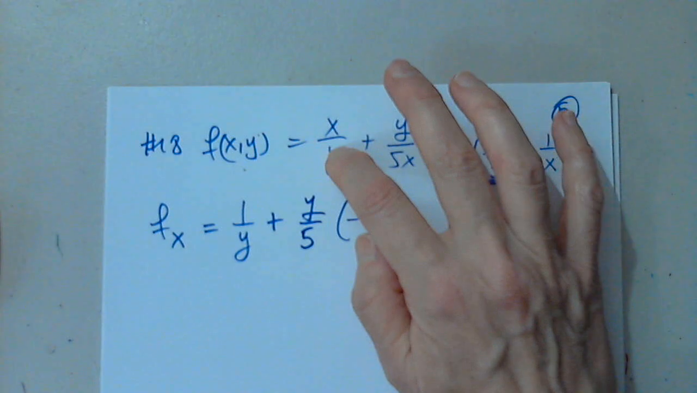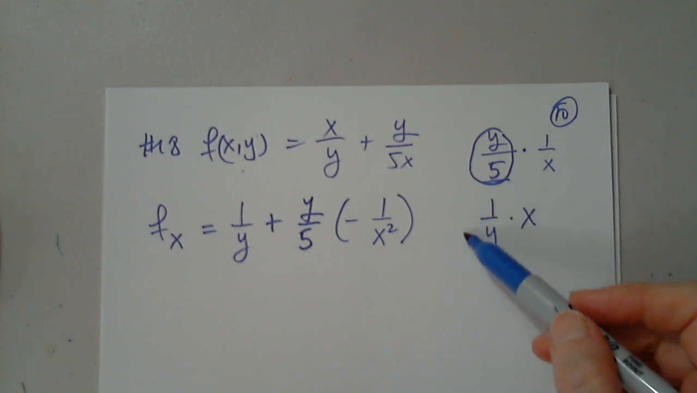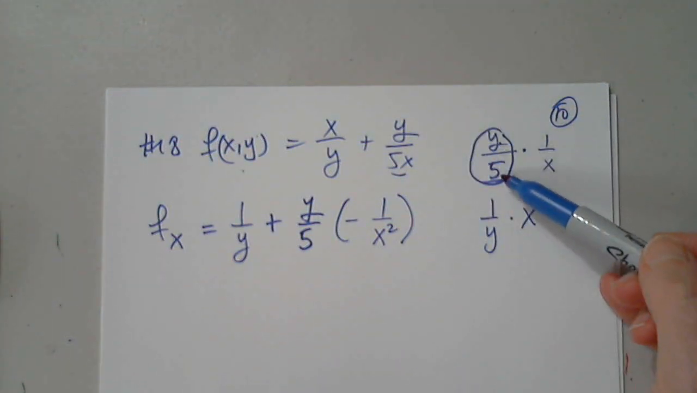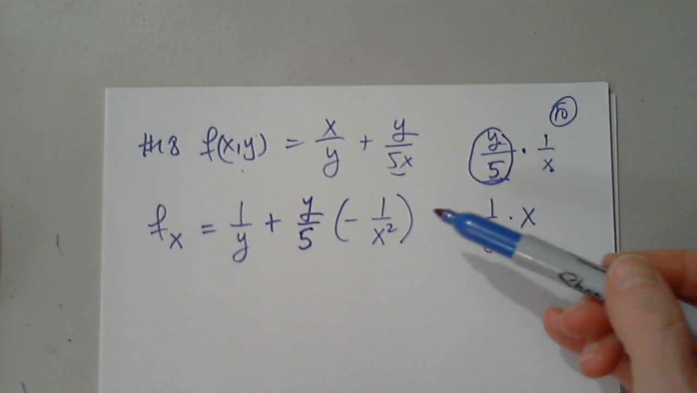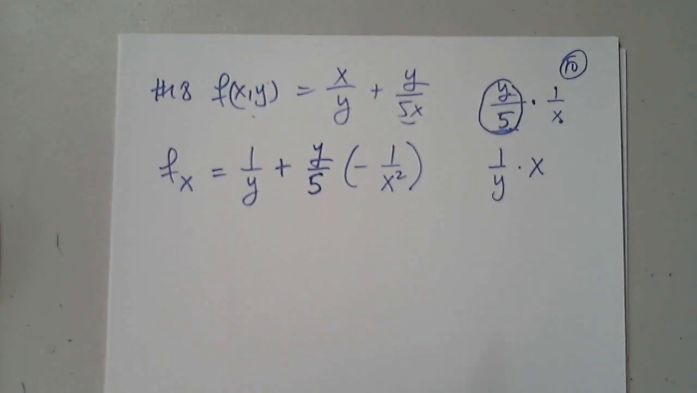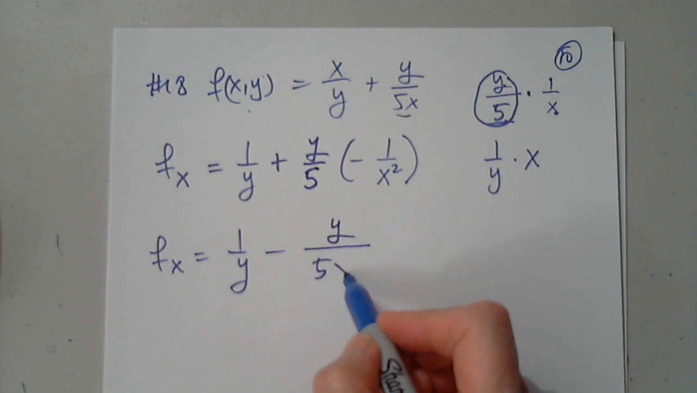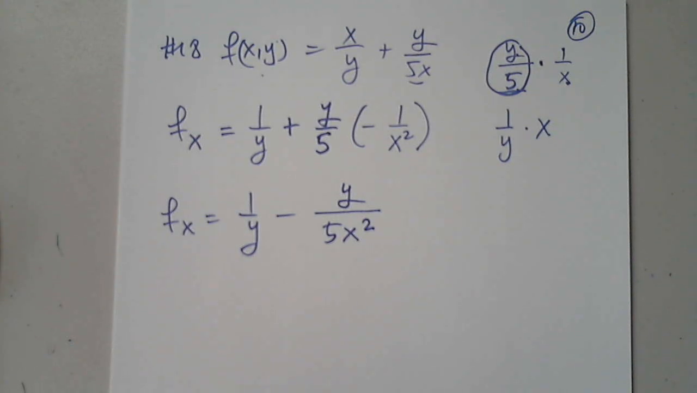So the first piece is nothing else but 1 over y times x. When I differentiate this with respect to x, I get 1 over y. When I differentiate this one, y over 5 times 1 over x, I have to copy the constant in front, and I have to differentiate 1 over x, which is this. So then fx equals 1 over y minus y over 5x squared. Now, I hope they're not asking for more than just the first order on this. Okay, good, because second order will be pulling our hair.